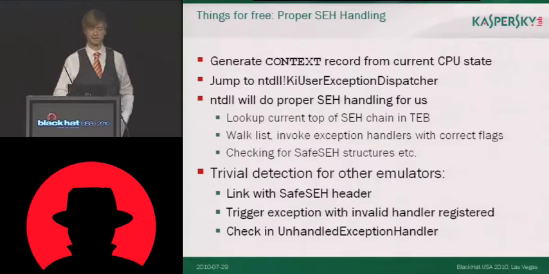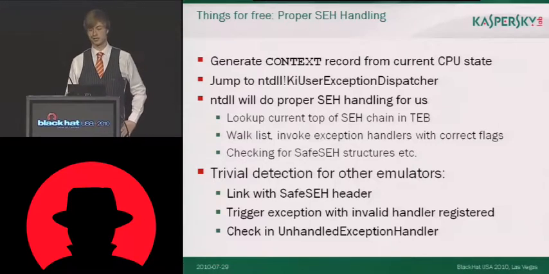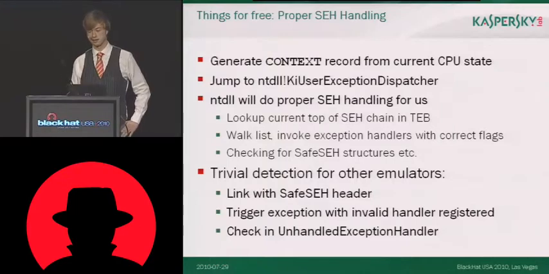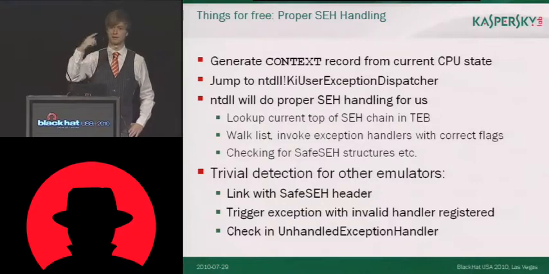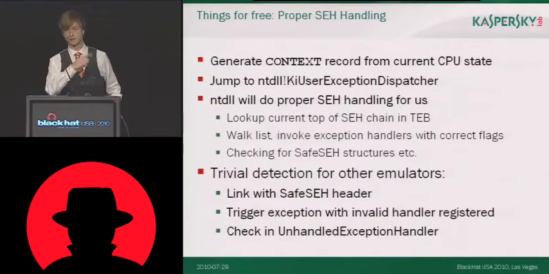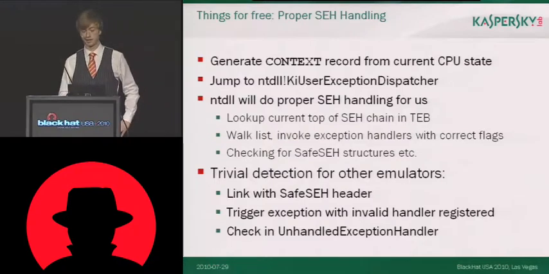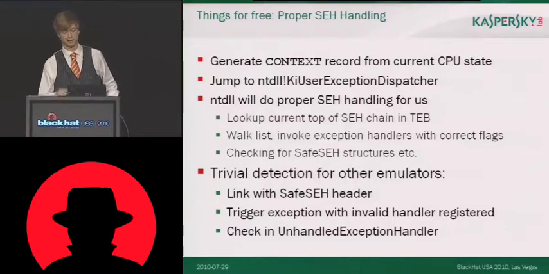And all of this structured exception handling will be done by NTDLL for us again. It will look up the current top of the SEH chain in the thread environment block and walk this list, invoking these exception handlers with the correct flags, and especially invoking them twice. You always have one run finding an exception handler that can handle the exception, and then there will be an unwinding run where these functions will be called a second time with different flags. A lot of AV emulators don't do the unwinding run, so if your function pointer gets called only once, you can detect this by looking at the flags and so on.